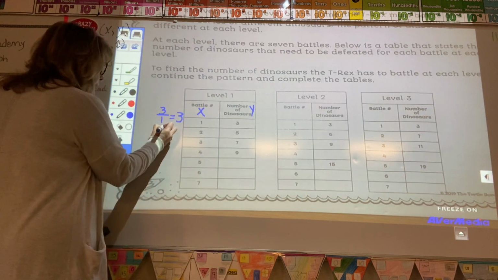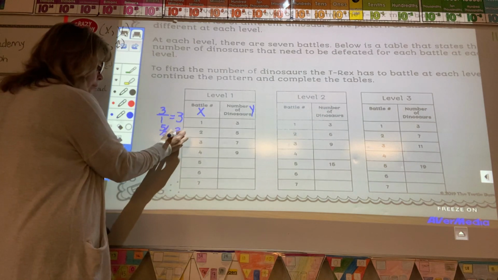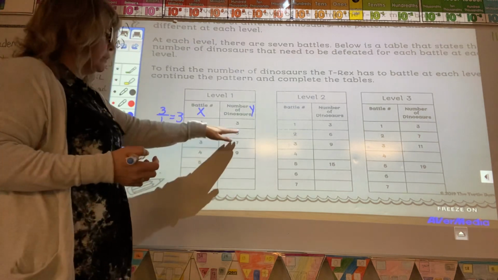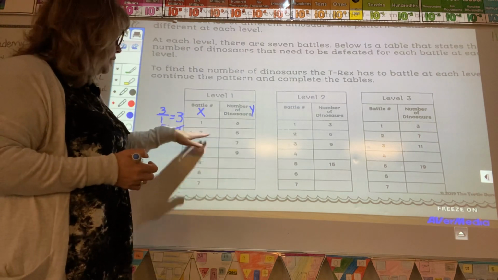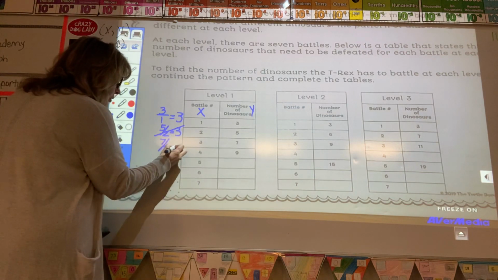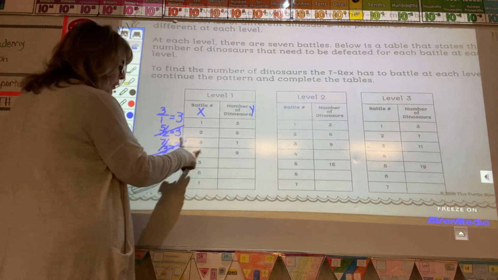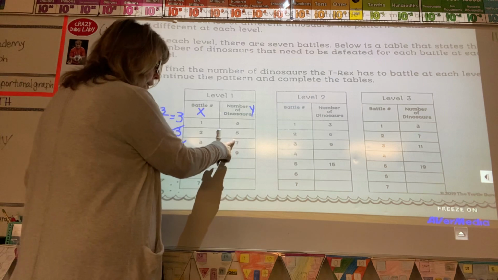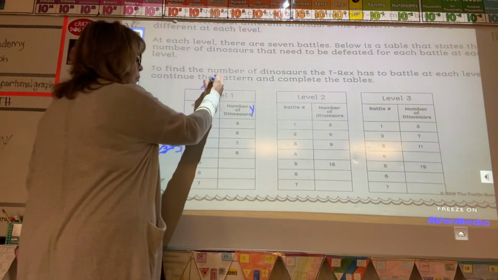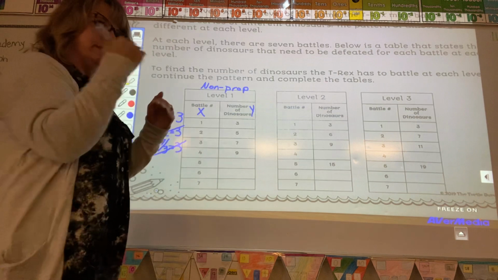Then I'm going to take my 5 over 2 and try to simplify that. That does not come out to 3. So we know right there that level is not proportional. There's only 5 dinosaurs when there should be 6 on the second level. So now let's do the third level, 7/3. Does that simplify to 3? No, it does not, because on the third level there should be 9 dinosaurs if it was staying proportional. So we know this is a non-proportional table. It's not increasing at that consistent rate.